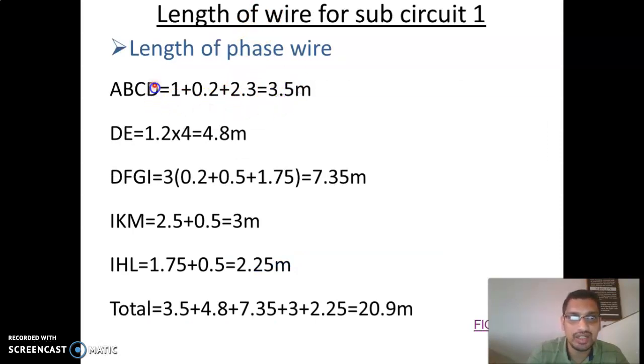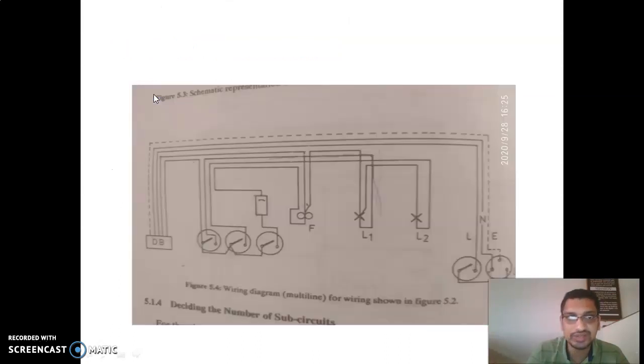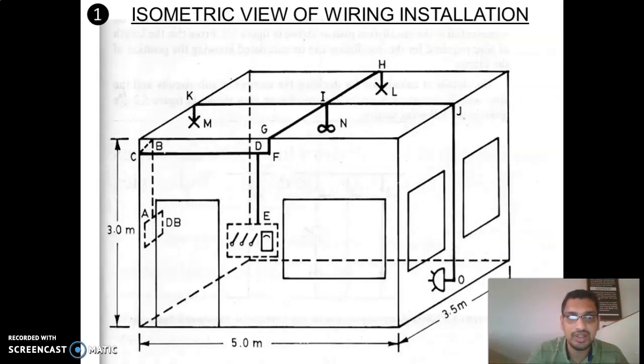Then we are now at position D. From D onwards, the phase wire moves to DE, the phase wire moves to the switchboard. So what is the length of DE? The point D is placed at 2.5 meter, because the maximum batten height is 2.5 meter. Then the switchboard, we place 1.3 meter above the floor level. So DE is equal to 2.5 minus 1.3.